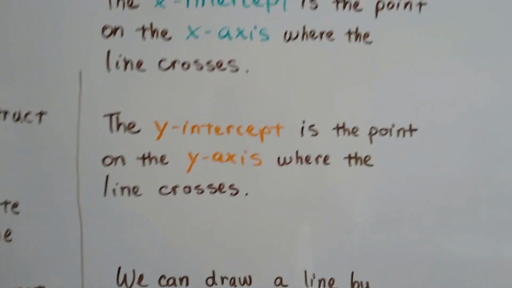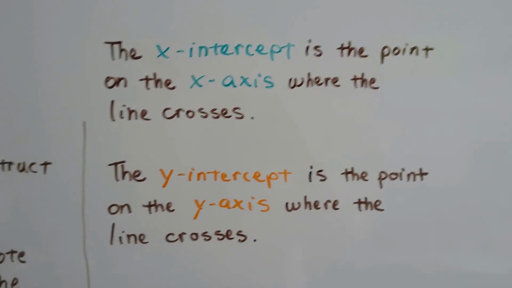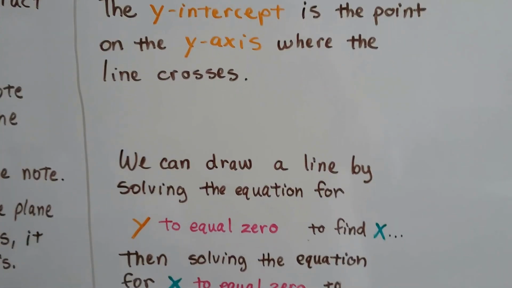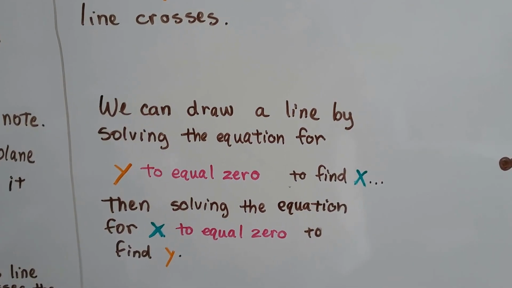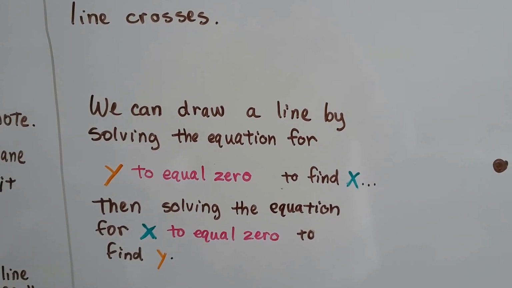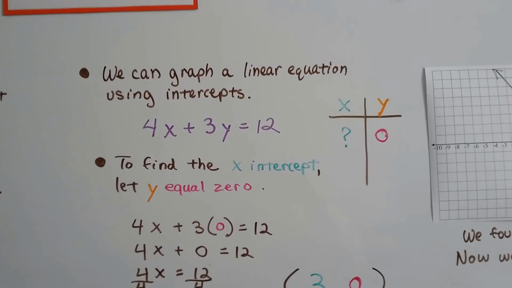The x-intercept is the point on the x-axis where the line crosses, and the y-intercept is the point on the y-axis where the line crosses. We can draw a line by solving the equation for y equal to 0 to find x, and solving the equation for x equal to 0 to find y. And we can graph a linear equation using the intercepts.